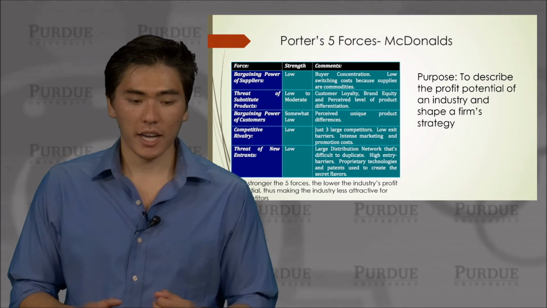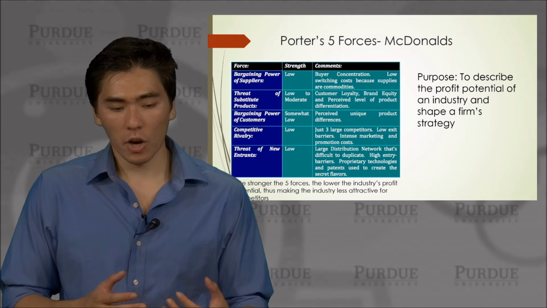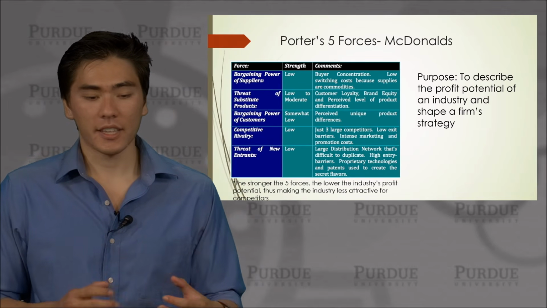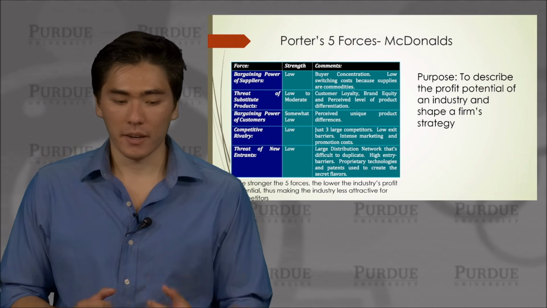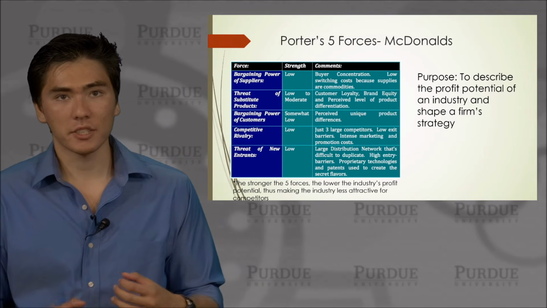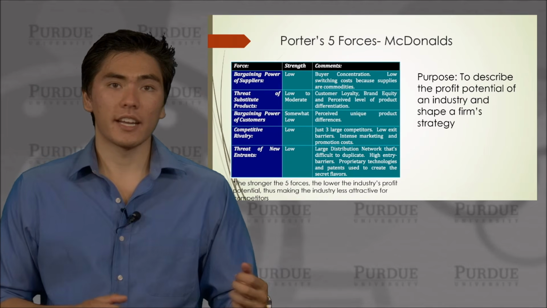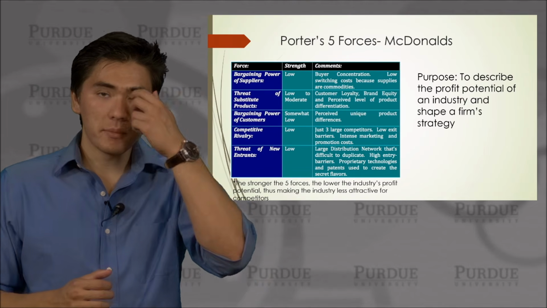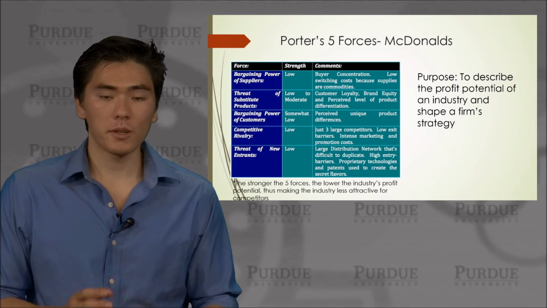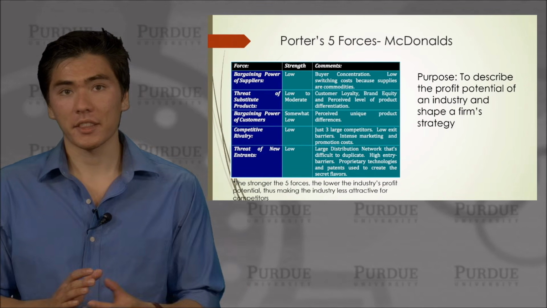On the other hand, we can look at competitive rivalry, which we put as low because there's only 3 large competitors. There's Burger King and stuff like that, and there's low exit barriers. Additionally, there's intense marketing and promotional costs. Because of this, we said that the competitive rivalry is low, and on the other hand, threat of new entrants is also low because the 3 competitors that are already in there are very powerful, and because of this, it's hard for a new startup fast food chain to hit the market.